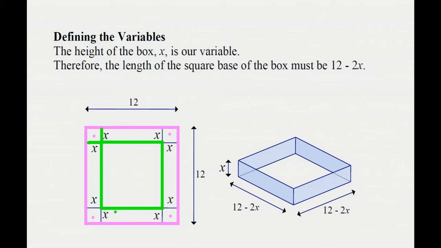And the length of each side of the green square has to be 12 minus 2x. And that's why I have added 12 minus 2x here, which is the length of the base of the box. And since the base is going to be a square, this has to be 12 minus 2x too. So the variable has been defined for us. The height of the box is going to be x, because I'm going to glue this edge and this edge together, let's say, to get this edge.